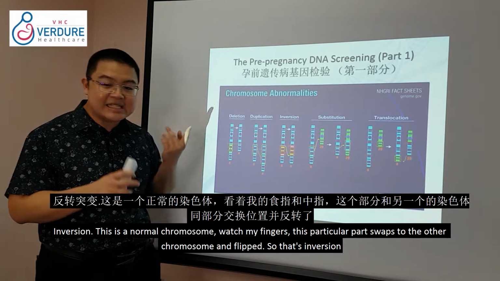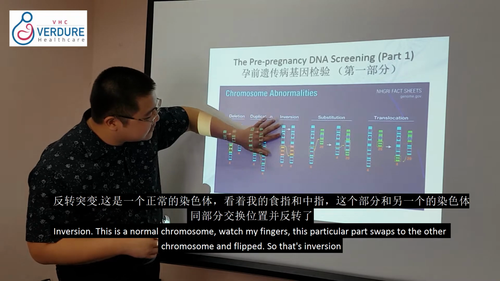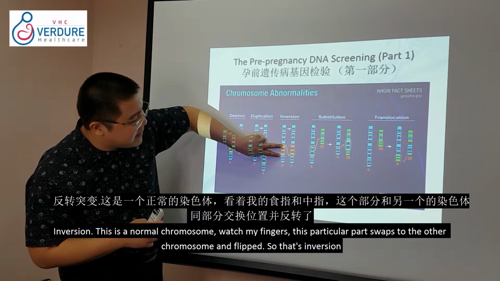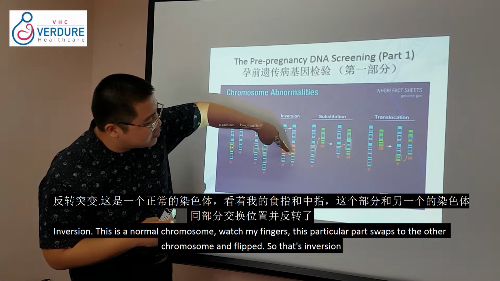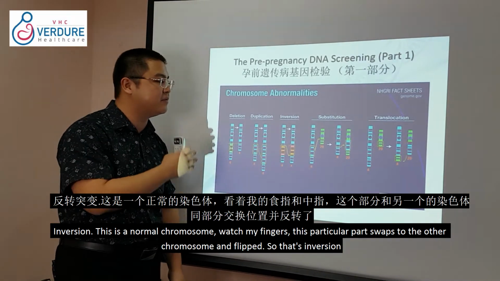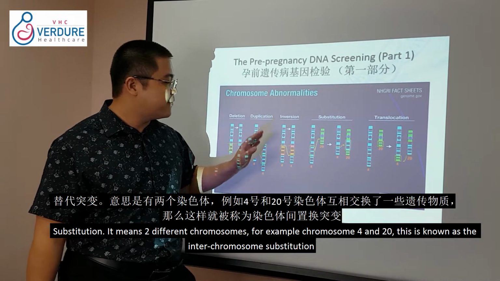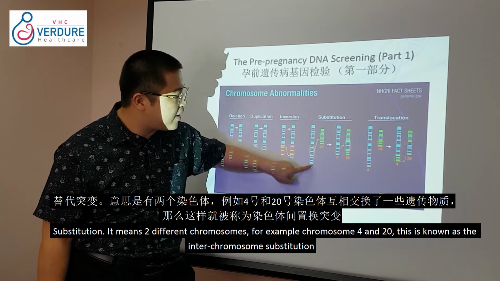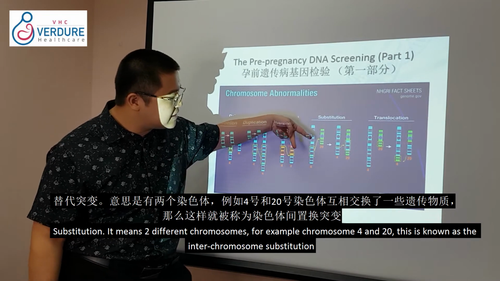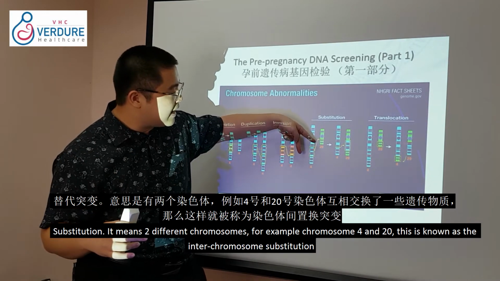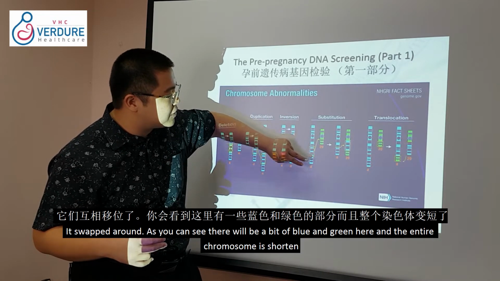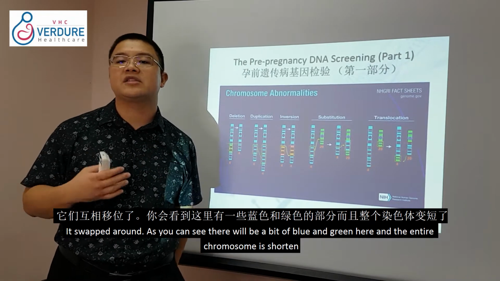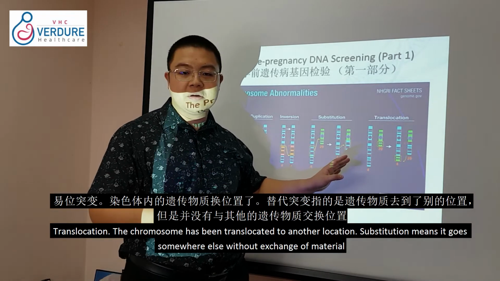Inversion, meaning here's what's going to happen. This is a normal chromosome, and watch my index finger and the middle finger. This particular part has been swapped to the other chromosome and flipped. So that's inversion. Substitution means 2 different chromosomes, for example chromosome 4 and chromosome 20. So this is called inter-chromosome substitution. It's swapped around. As you can see, a bit of blue here, a bit of green, and this entire chromosome actually gets shortened. And then translocation.